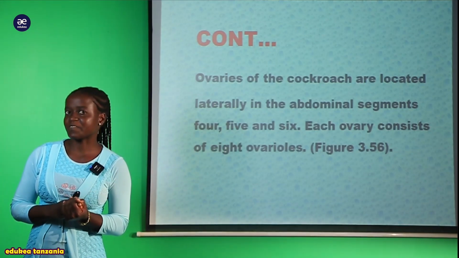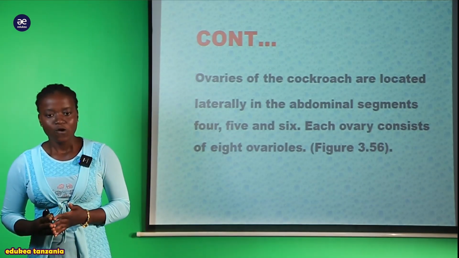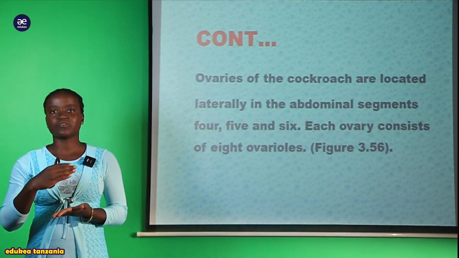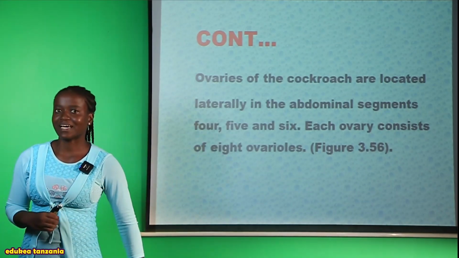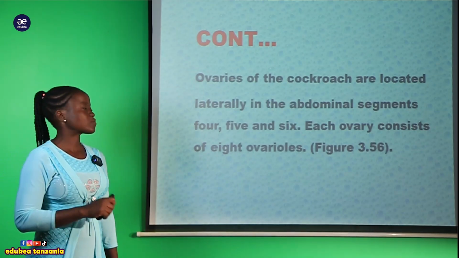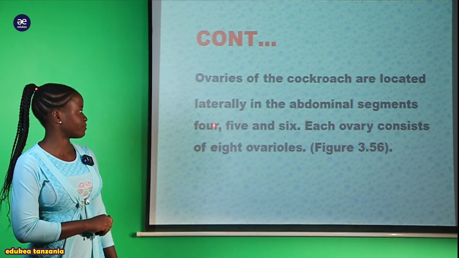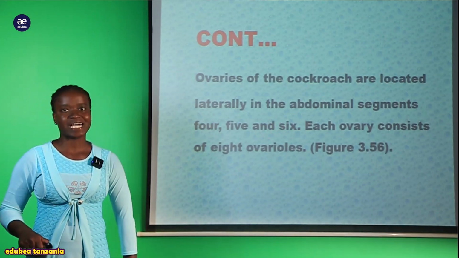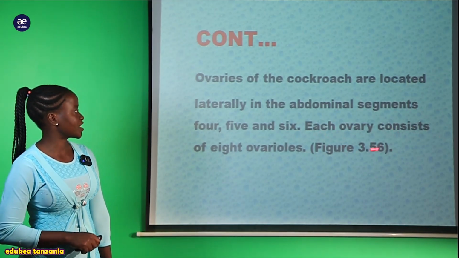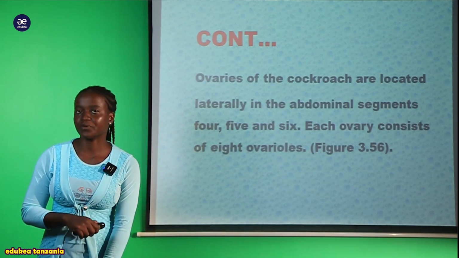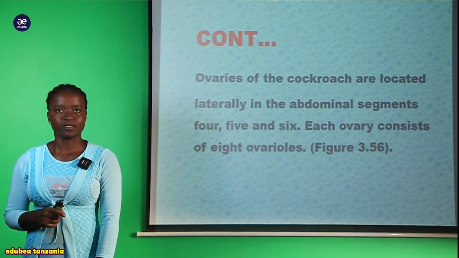And this is quite different from the male reproductive system. We said the testes found in the male reproductive system, if you count the segments in the abdominal region of the male cockroach, starting from segment 4 and 5 is where you meet the testes. But in the female, we can find the ovaries when you are counting from segment number 4 up to segment number 6. We have seen that each ovary consists of 8 ovarioles.